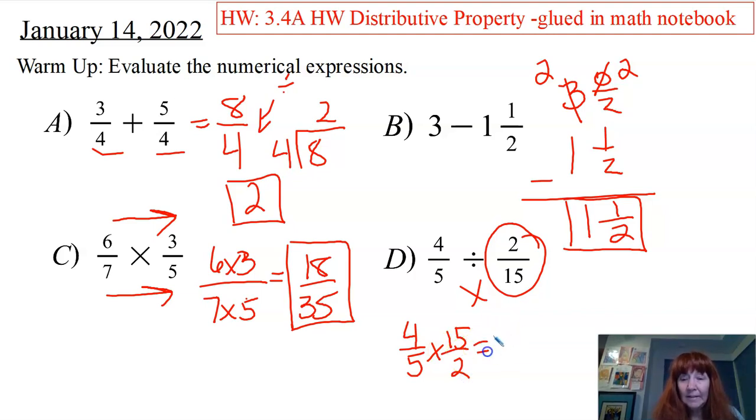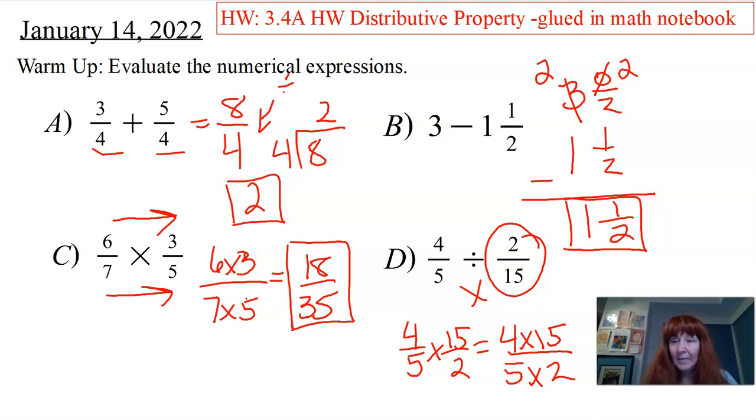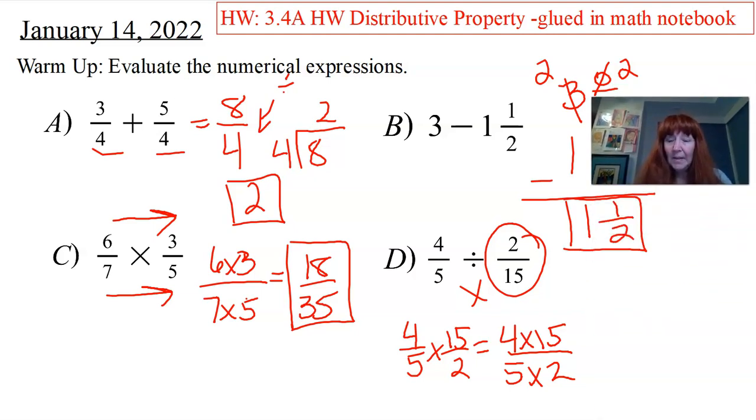And when I write it like this, 4 times 15 over 5 times 2, I can now look again to see if I have any common factors to divide out. And there are some common factors. Notice the 5 and the 15 are both divisible by 5. So I'm going to change some colors. I'm going to put a little divided by 5 here and divided by 5 here.